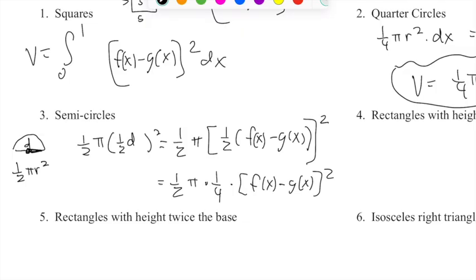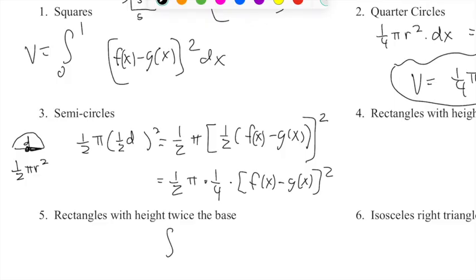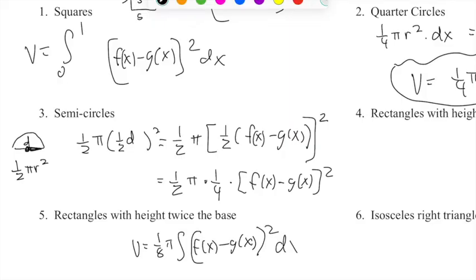And that's our equation. We just have to take the integral. So I'm going to take up a lot of space here, but the volume is going to be, and I'm going to pull this outside, so that turns into 1/8 pi, and it's f of x minus g of x squared. So that would be the volume using semicircles as our cross sections.